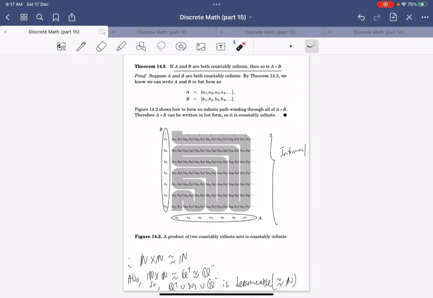Hence, you can prove that N cross N is in bijection with N. And because N cross N is in bijection with Q positive, which is in bijection with Q negative, and you know the union of countable sets is countable, this means that Q positive with 0 plus Q negative is countable, and because it is infinite, it is denumerable. And hence, this represents Q, and being denumerable means it's in bijection with N.